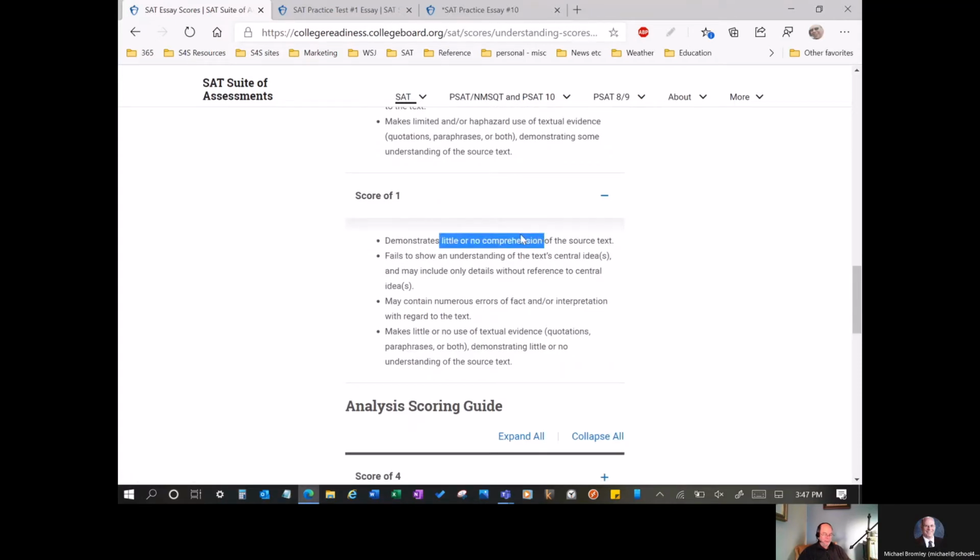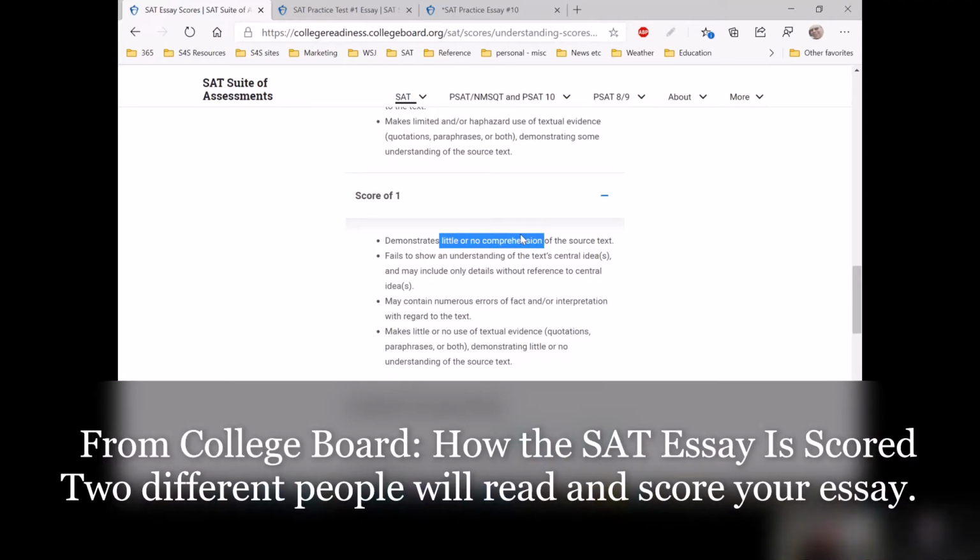That's just typical stuff. And by the way, just so you know, the way these get scored, every essay is assigned to two teachers.